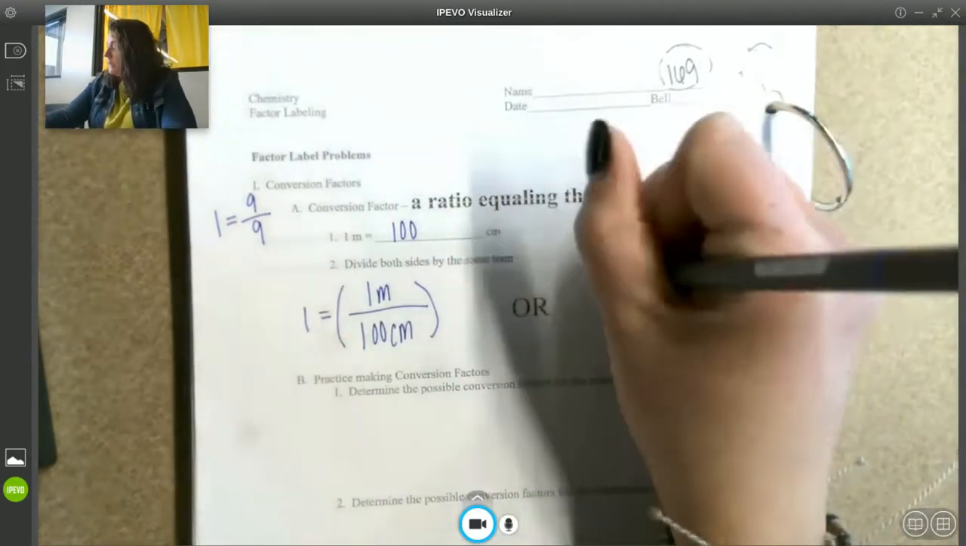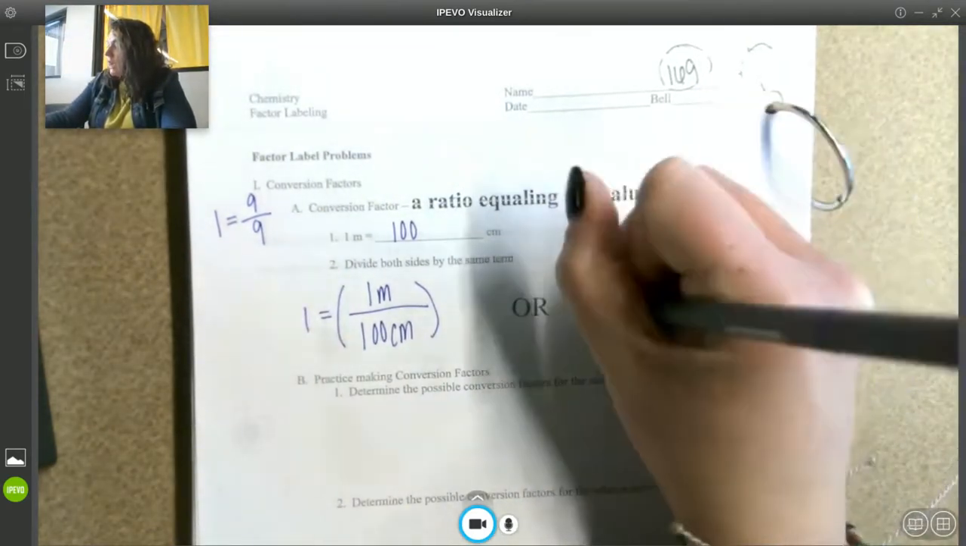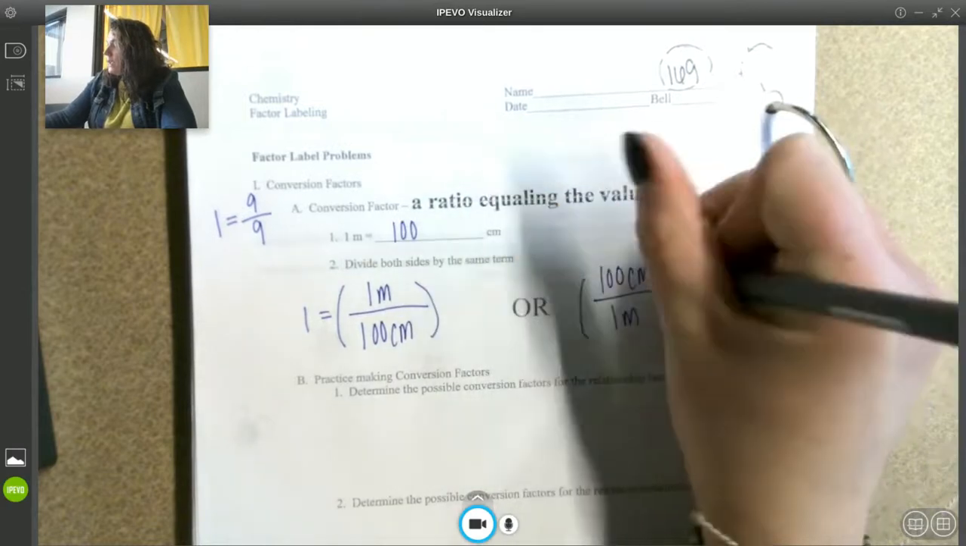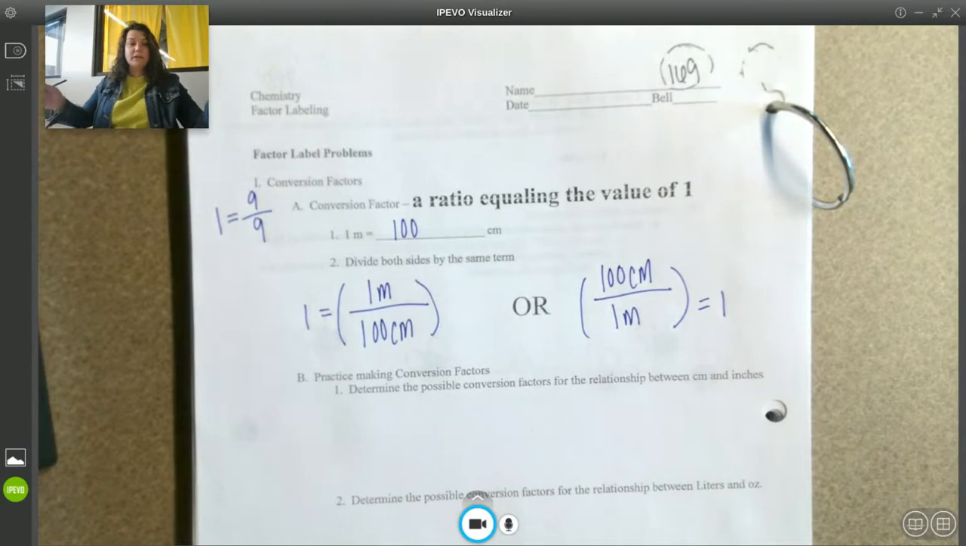And then I can do the opposite, right? I can say for every 100 centimeters, I'm going to have 1 meter. It's the same thing. It is also equal to 1 because for every 100 centimeters, there is 1 meter, okay?